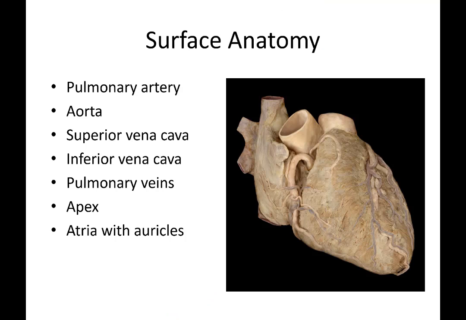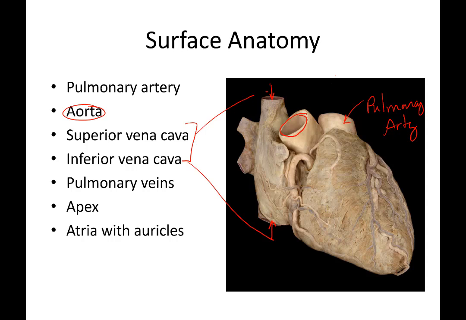What we see when we have an exposed heart are a number of features that you should be familiar with. The anterior most vessel here is going to be the pulmonary artery. That's coming from this right side of the heart and sending blood out that way. Then we have the aorta here. We have the superior and inferior vena cava. They are bringing deoxygenated blood into, this would be the right atrium.